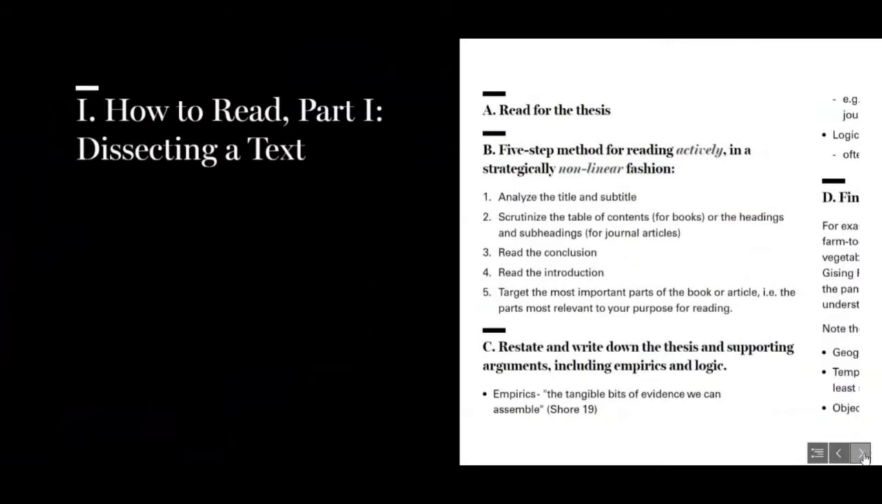And why is that so important? Because presumably all of the information that is included in that text, all of the other arguments, all of the other supporting sources of information or evidence, they would all be there because they help the text or the article or the book support its thesis. So that's the first thing you look for, the thesis.